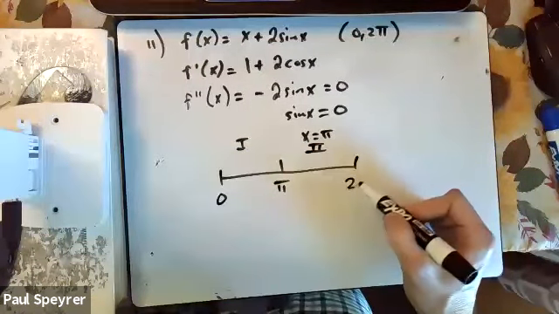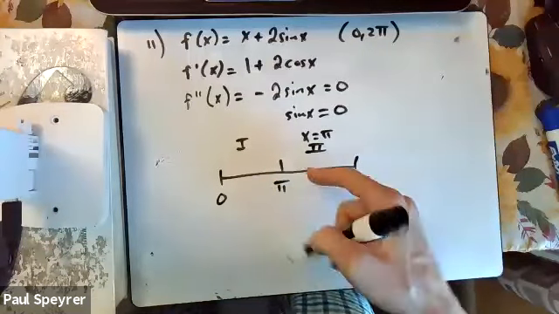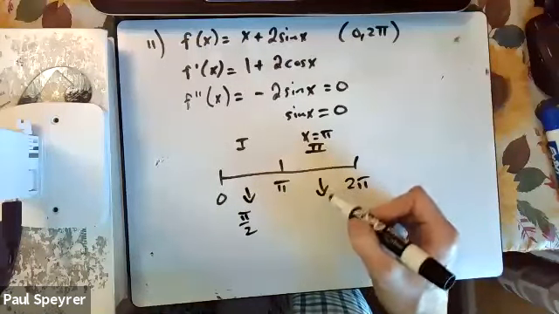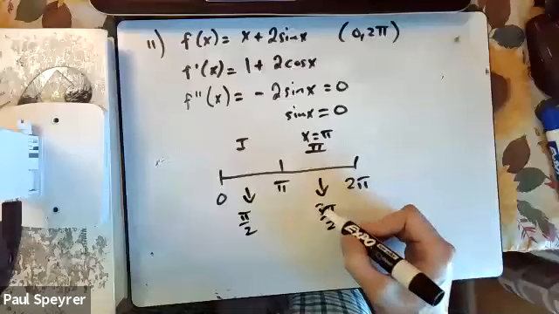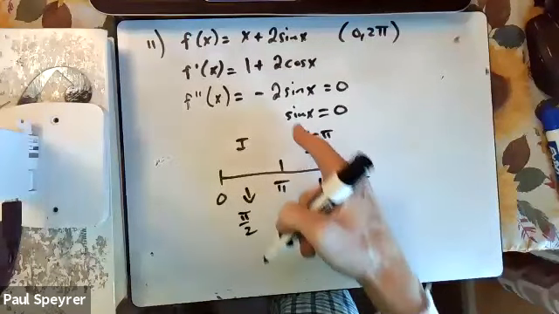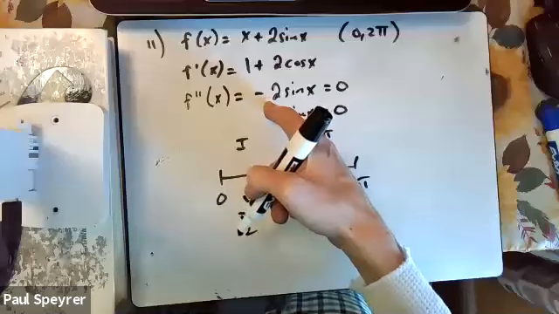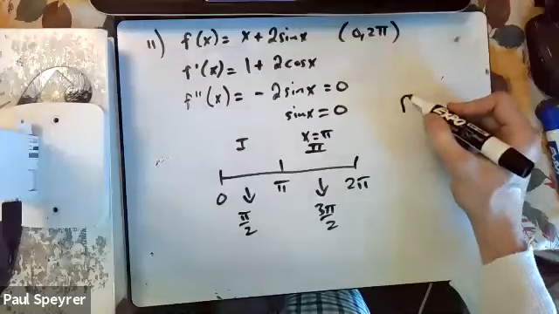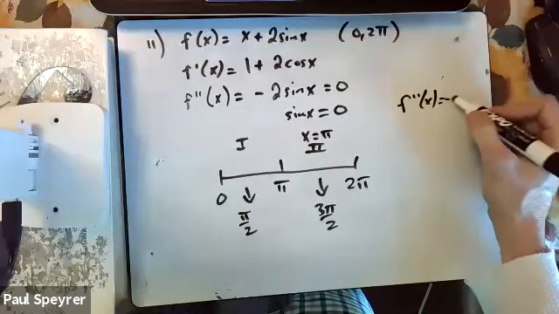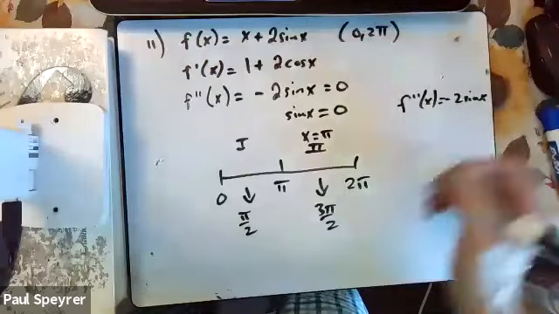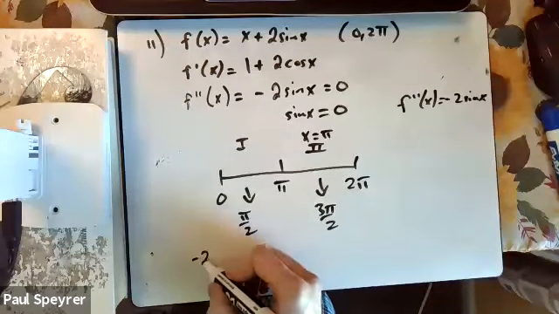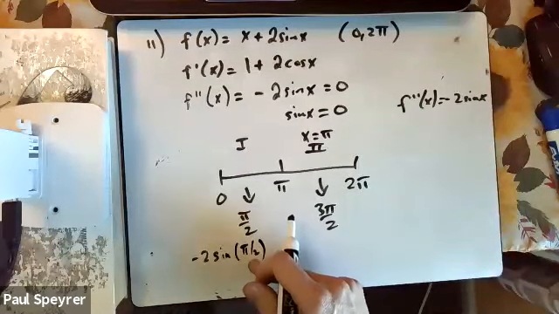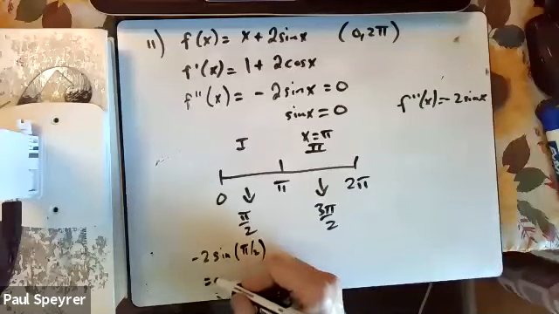So remember, we're trapped between 0 and 2 pi. We have to choose something between these. Right here, what works is pi over 2. And right here, we can use 3 pi over 2. So if we go back to our second derivative, which is negative 2 sine of x, remember that's our second derivative. What happens when we plug that in? We get negative 2 sine of pi over 2. Sine of pi over 2 is 1 times negative 2 is negative 2.